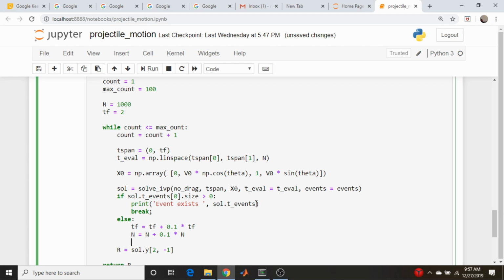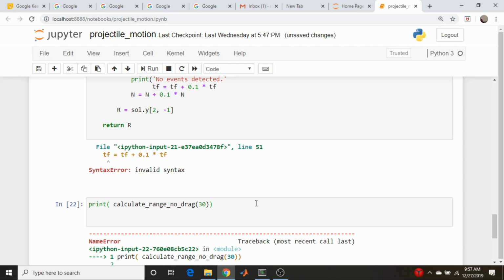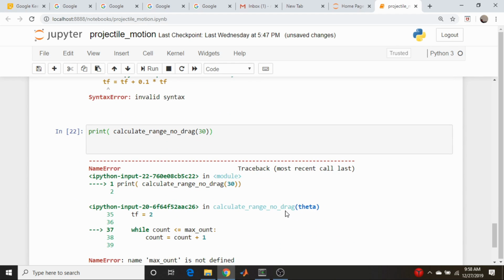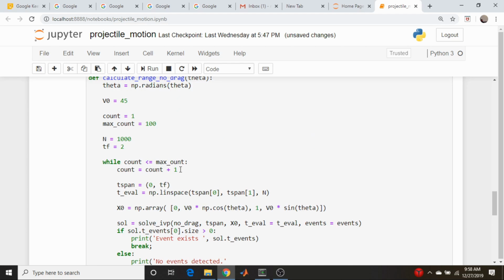That looks good. So let's see what happens if we actually run this. And let's just print out no events detected here. So print no events detected. Let's run that, and let's just call this function, see what happens. Okay, there's an error. Spelling error, max count maybe. Where are we here? Max.